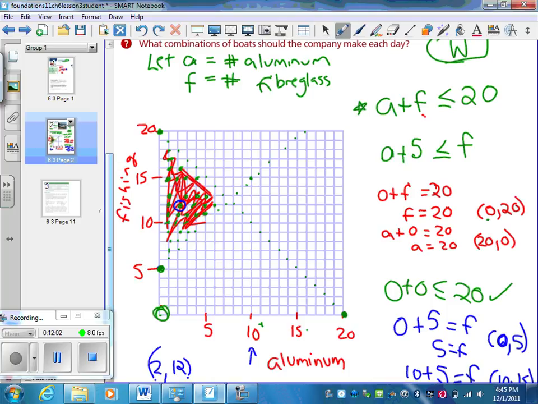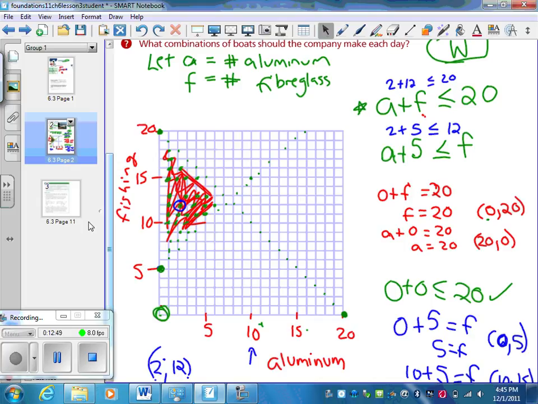A plus 5. Okay. So I'm saying 2 and 12 satisfies this. Well, is 2 plus 12 less than or equal to 20? Is 14 less than or equal to 20? Yep. Well, is 2 plus, because remember A value is 2, is 2 plus 5 less than or equal to our F value, which is 12? Is 7 less than or equal to 12? Yeah. So any of these green points included in this region are solutions to this system, are the number of aluminum and fiberglass bolts that can be made with the constraints that we were given.